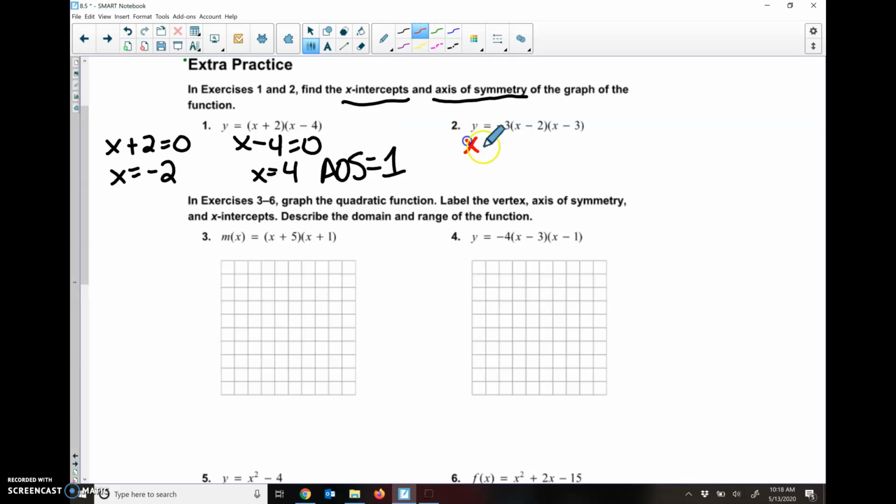All right, same thing on number 2. I'm going to set my parentheses equal to 0. So I have x minus 2 equals 0.